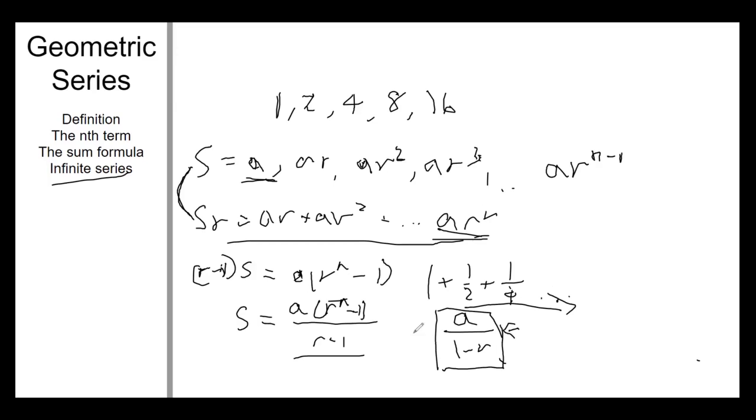So for example, if we use this example I brought up, 1 plus 1/2 plus 1/4 and so on, A is 1, R is 1/2. So this is equal to 1 over 1 minus 1/2, and that's equal to 2. And that is indeed true. Yeah, that I think is about it for geometric series. Are there any questions so far?